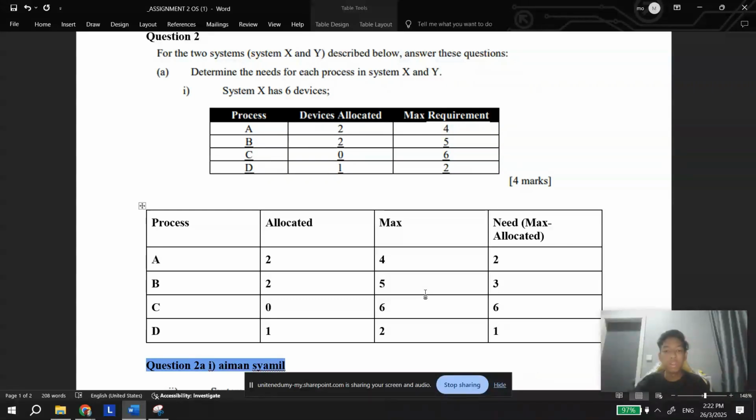Process A has allocated 2 and the max is 4. So the need is 4 minus 2, which is equal to 2. Process B has allocated 2 and the max is 5. So the need is 5 minus 2, which is equal to 3. Process C has allocated 0 and a max of 6.